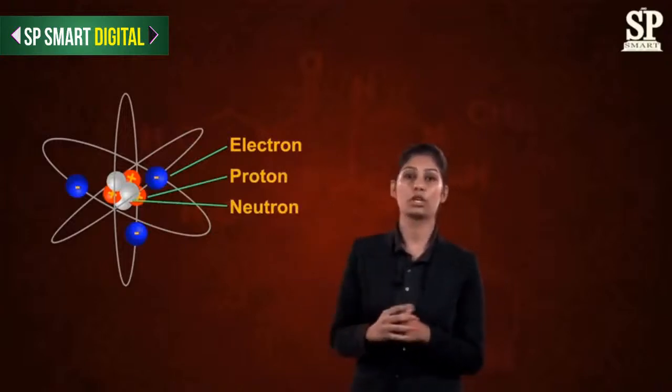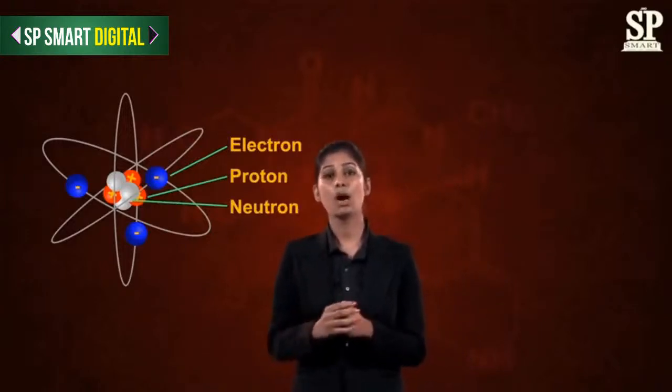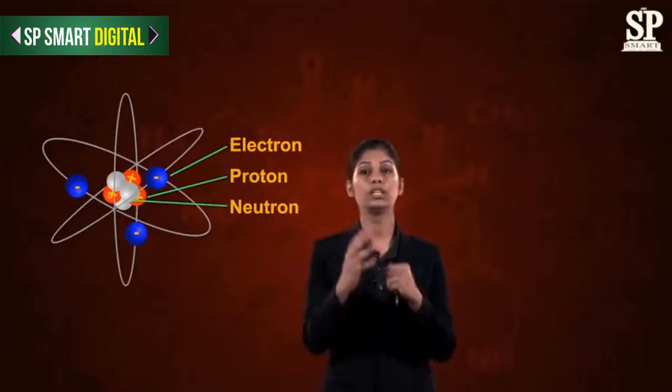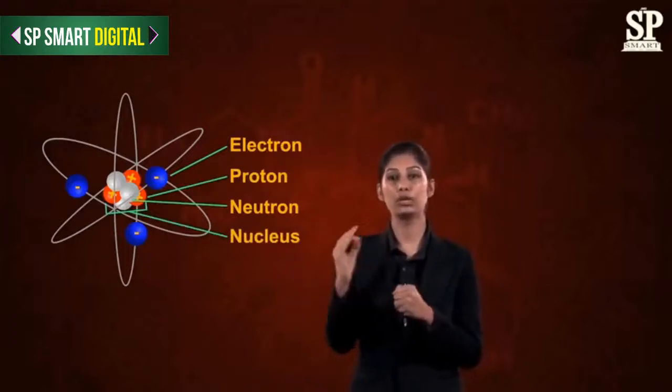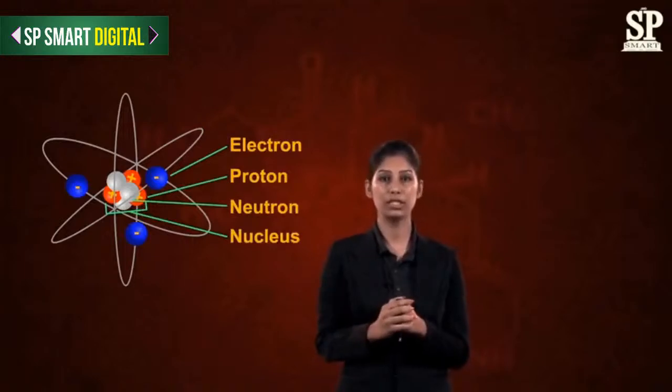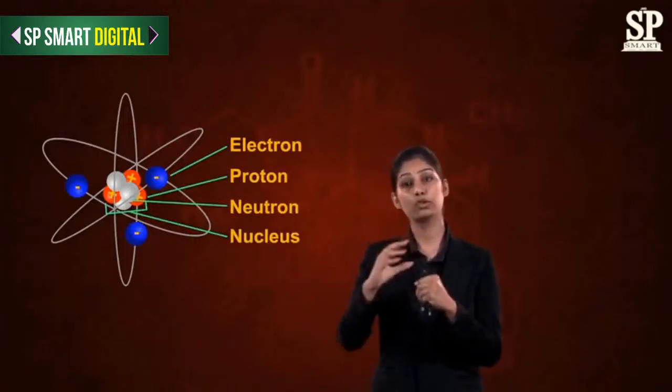The basic structure of the atom contains a positive center which is called the nucleus. Protons and neutrons are located in this nucleus, whereas electrons are revolving around this nucleus in the orbitals. Electrons have a negative charge, protons are positively charged, whereas neutrons carry no charge.